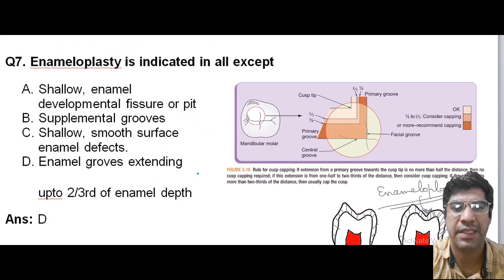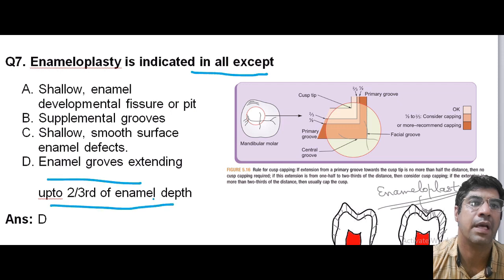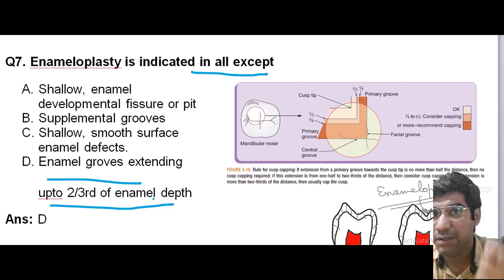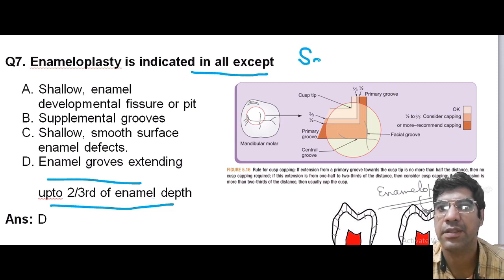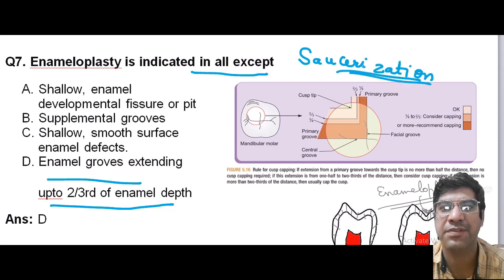Next question, enameloplasty is done in all except, the answer is D, enamel grooves extended up to 2/3 of enamel depth. Well, what is enameloplasty? Enameloplasty is reshaping the enamel using specialized instruments. It is also known as saucerization, because the reshaped area is made to resemble a saucer or a shallow dish, with the deepest part being at the center of the pit.